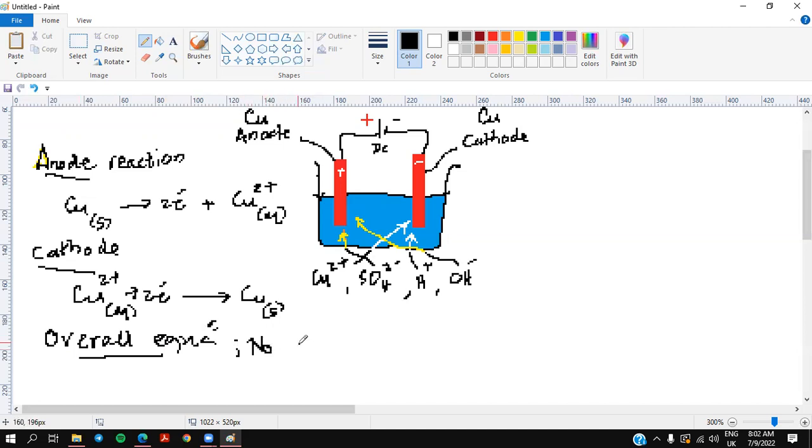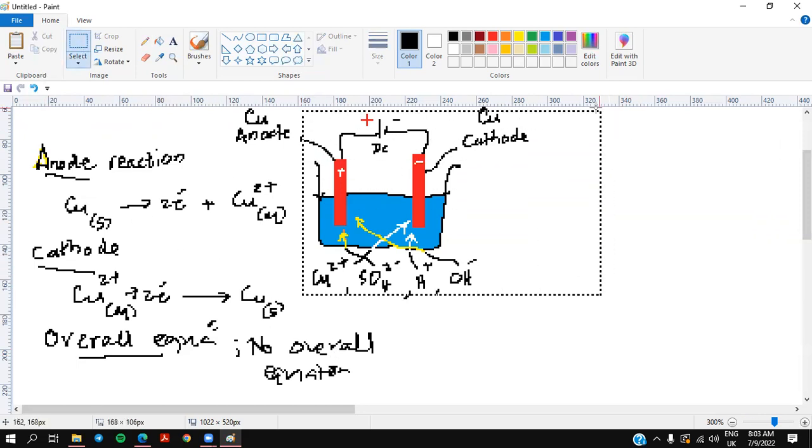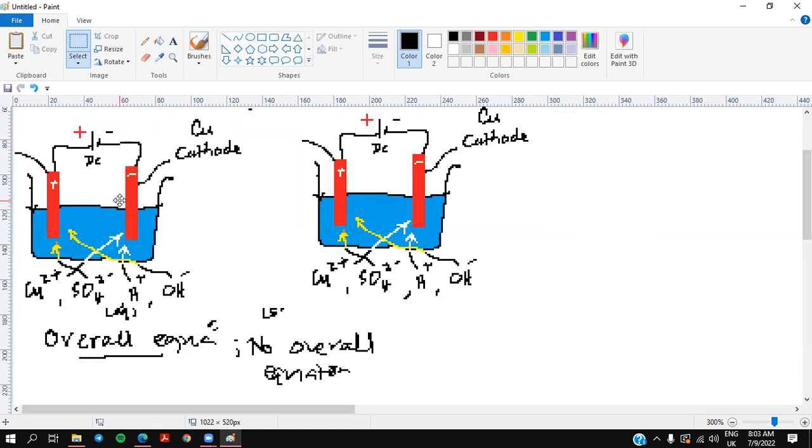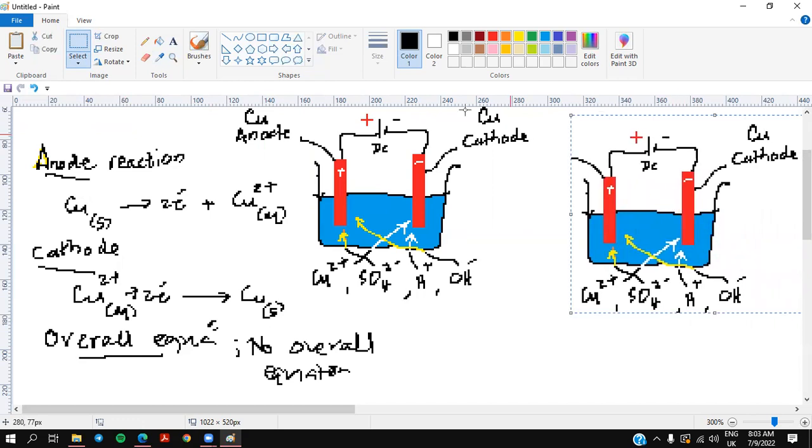No overall equation. What is the meaning of no overall equation? If you construct it, everything gets cancelled. Everything gets cancelled, so you don't have anything remaining in the overall equation. Now, does it mean that there's no reaction happening? No, there is a reaction happening. But why is there no overall reaction? It's because of this. I'll take the same diagram for the further discussion. I'll try to remove these arrows.